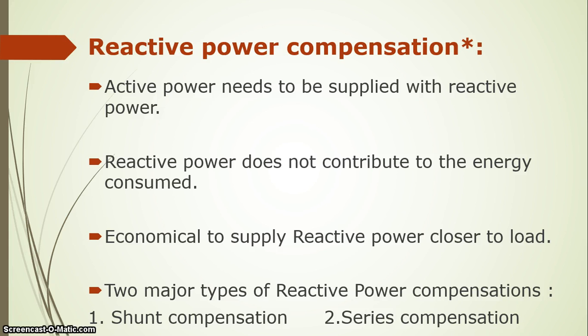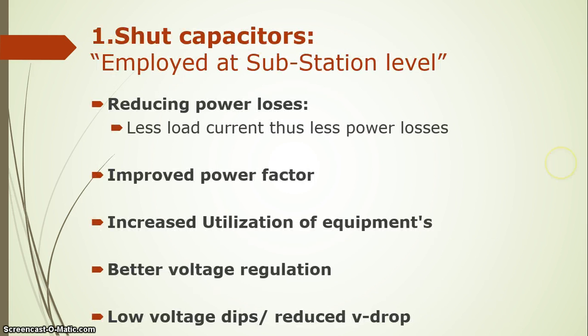Then it is economical to supply reactive power closer to load. So it is very important, whenever reactive power is required, it is economic to supply through or near to the load. Two major types of reactive power compensation are there: shunt compensation and series compensation. Shunt compensation or shunt capacitors are usually employed at substation level. This is very important. So in any transmission substation you can find these shunt capacitors or capacitor banks.